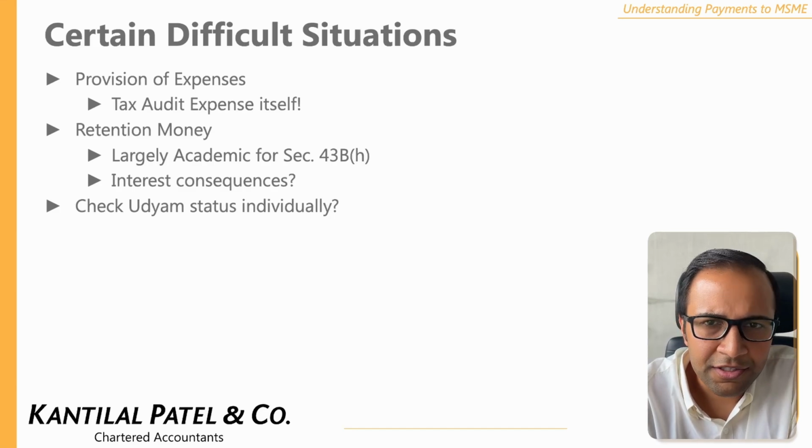The second is retention money. To my mind, it's largely academic for 43BH, because that would possibly be more for capital goods and not for revenue expenditure. However, those who are into the business of manufacturing capital goods and they take inputs from suppliers which are MSEs and then they hold retention, that's a separate situation representing a small population.